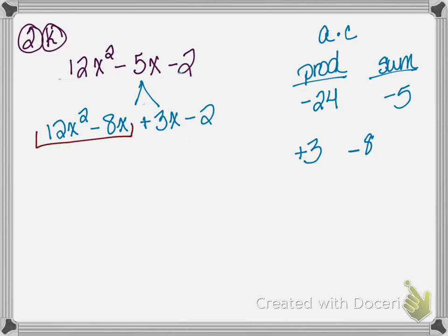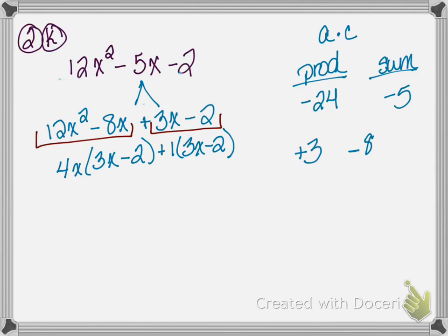So 12x squared minus 8x. I'm going to pull out a 4x. So then I have 4x times 3x minus 2. Okay, and again, for our second set of numbers, it appears that nothing can be taken out, but it's not nothing. You are factoring out a 1. 1 is the greatest common factor. So we have 3x minus 2. So this is one of our factors, 3x minus 2. And 4x plus 1 is our other factor.